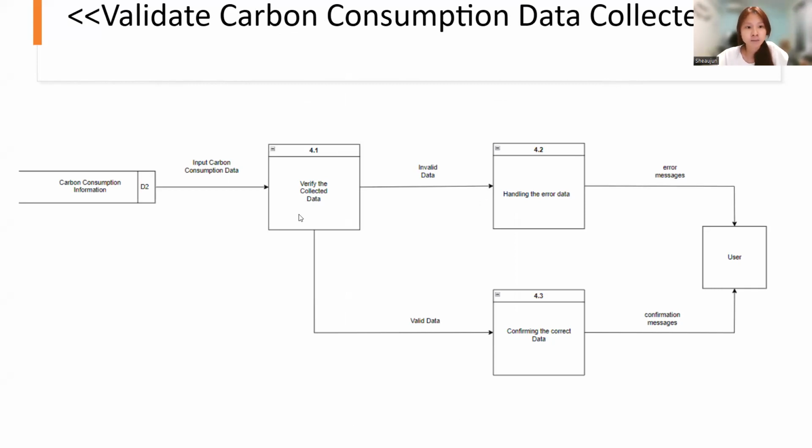The next one is validate carbon consumption data collected. When the user fills in all the carbon consumption data, the system will verify whether the data is valid or invalid. If the data is invalid, an error message will be sent to the user, and then the user needs to fill in the carbon consumption data again.